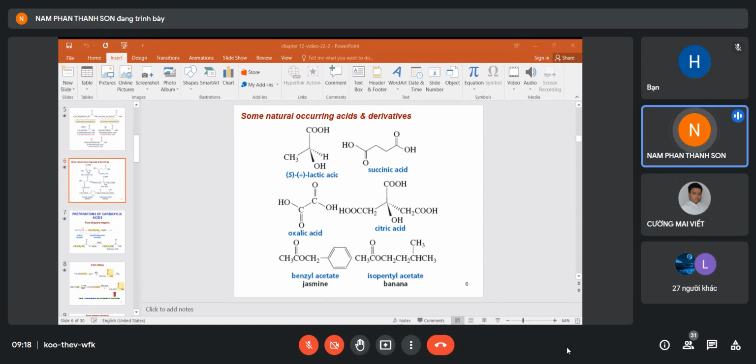What about number 4? Number 4 is very popular. Can we make carboxylic acid from alcohol? Yes, you can. We can do it by oxidizing alcohol. Okay, thank you. Good.